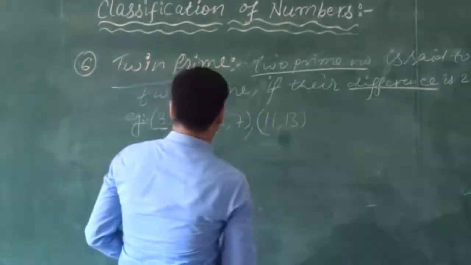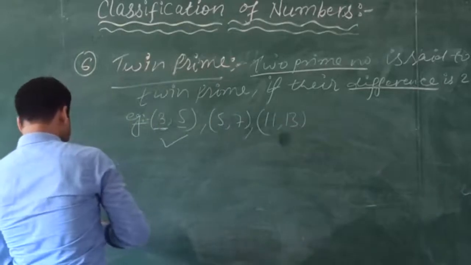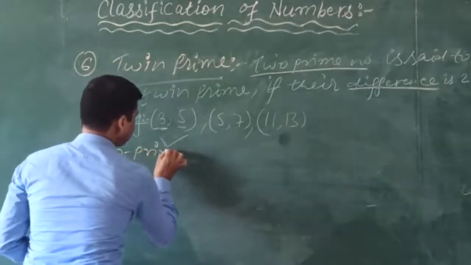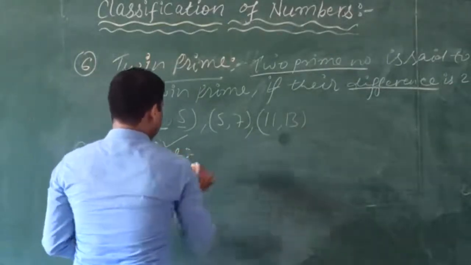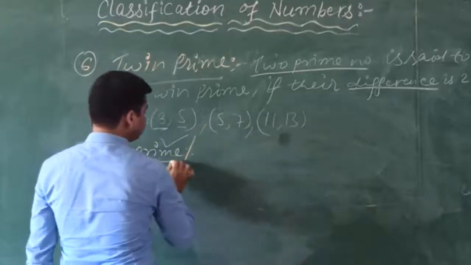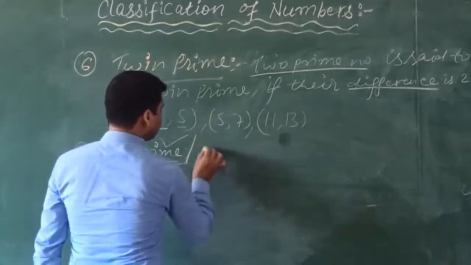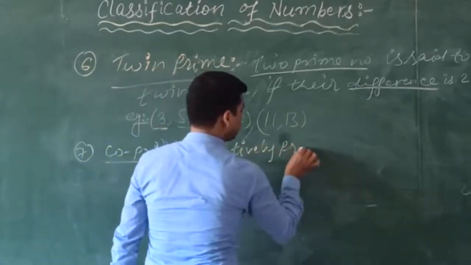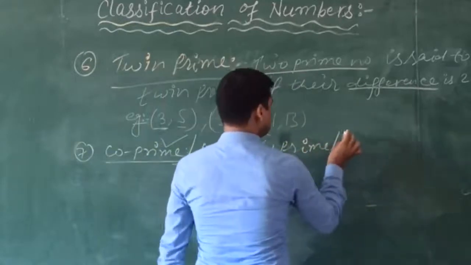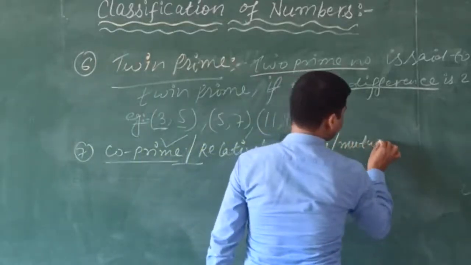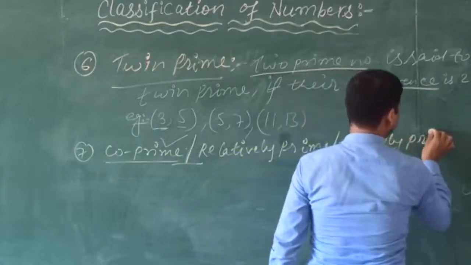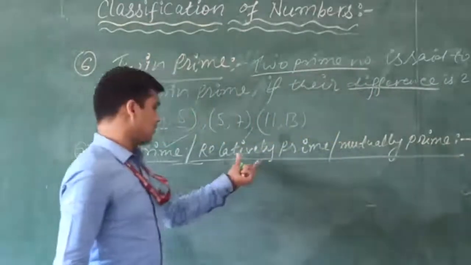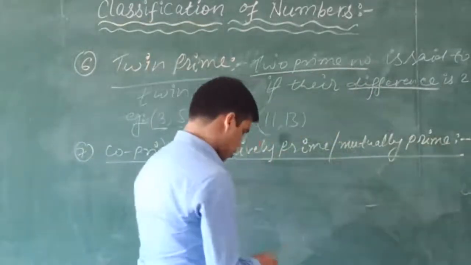Okay, so now I am going to discuss co-prime number. Co-prime number. See this here. Or you can say co-prime, or you can say relatively prime, or one more name is there, you can say mutually prime. Co-prime, you can say relatively prime, or you can say mutually prime. Okay, so what is co-prime?